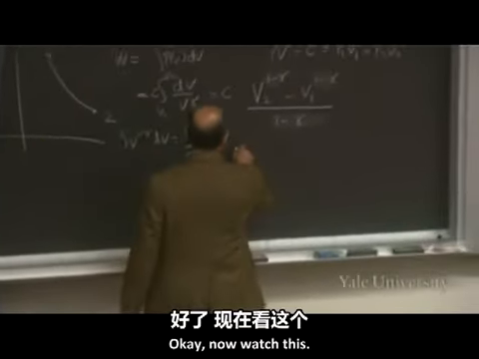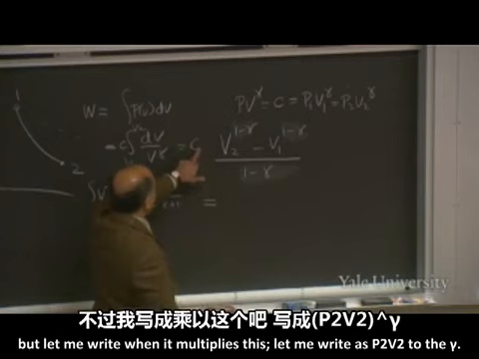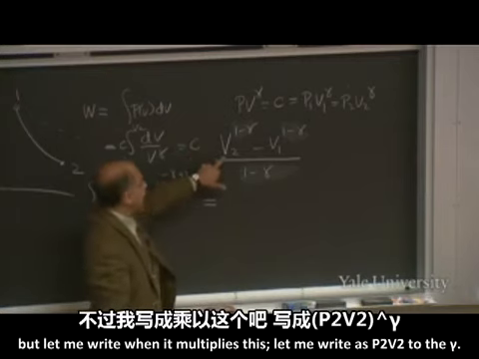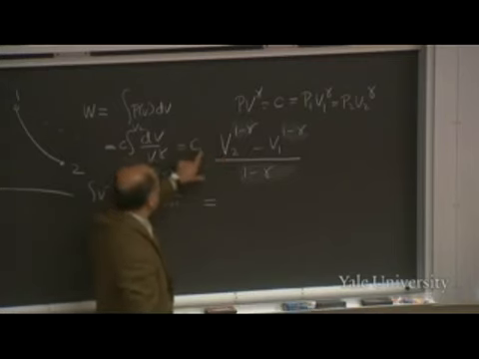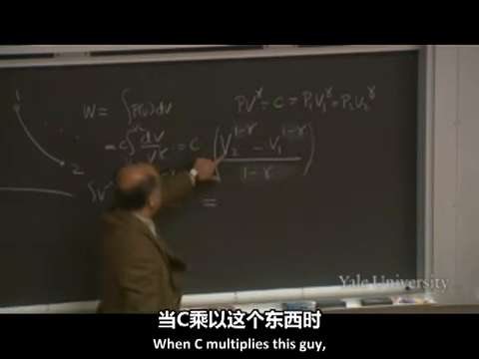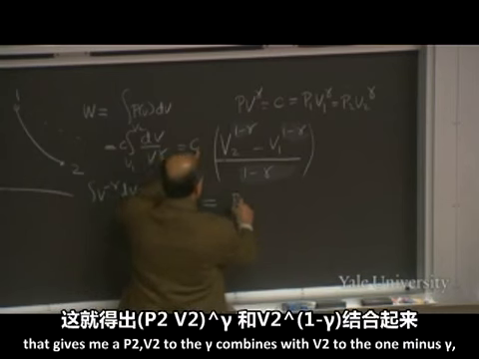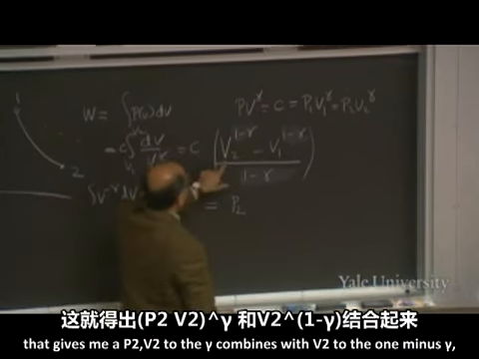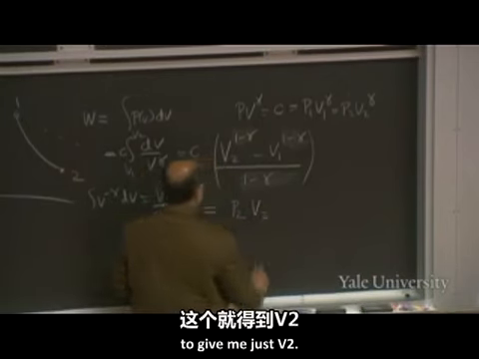Okay, now watch this. This constant, I said, can be written as any of these numbers, but when it multiplies this, let me write it as P2 V2 to the gamma. Can you see what happens if I do that? Try to do this in your head. When C multiplies this guy, let me write the constant as P2 V2 to the gamma. That gives me a P2. V2 to the gamma combines with V2 to the 1 minus gamma to give me just V2.